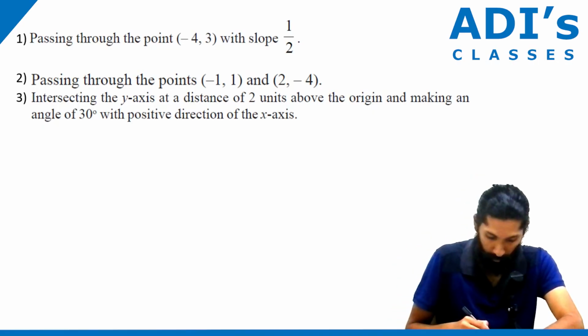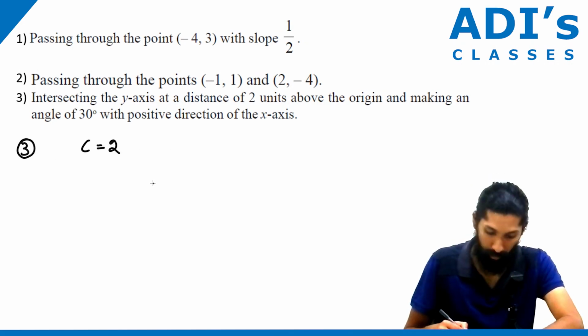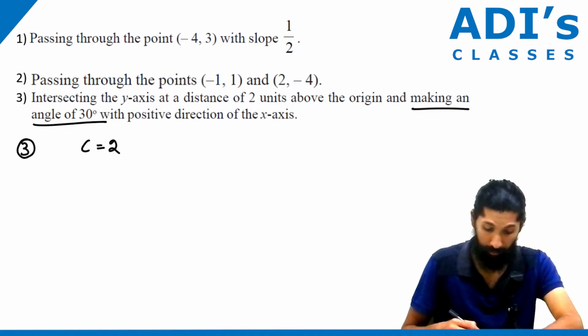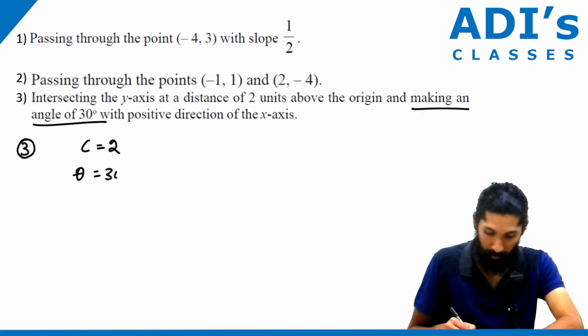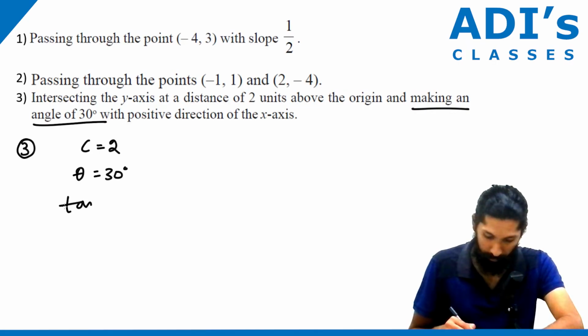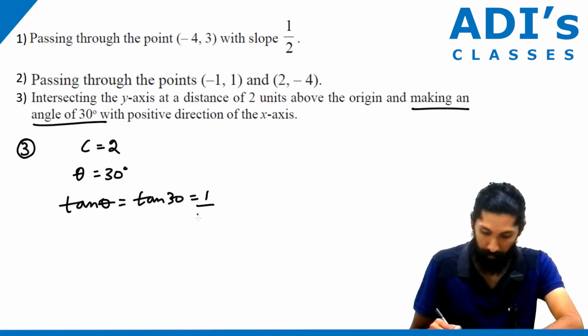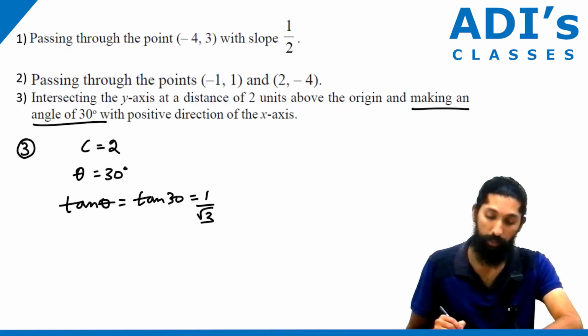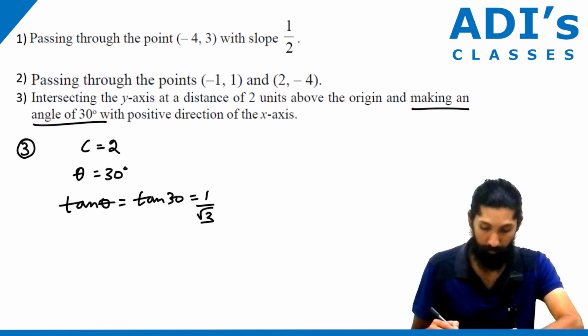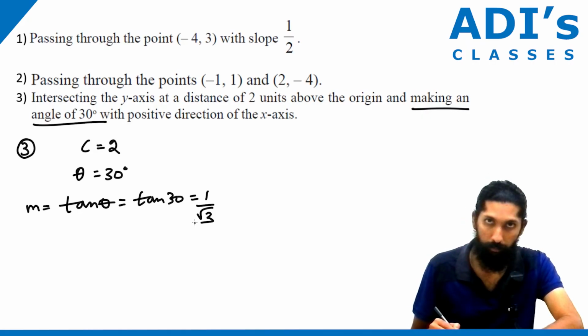Now in the third one, the c value is 2. Now, it makes an angle of 30°. If it's making an angle of 30°, theta is equal to 30. Remember, we have to calculate tan theta. So tan theta is equal to tan 30, which is 1 by root 3. Tan 30 is 1 by root 3. Now, the c value is 2, and tan theta is the m value, correct? So m is tan 30, which is 1 by root 3.